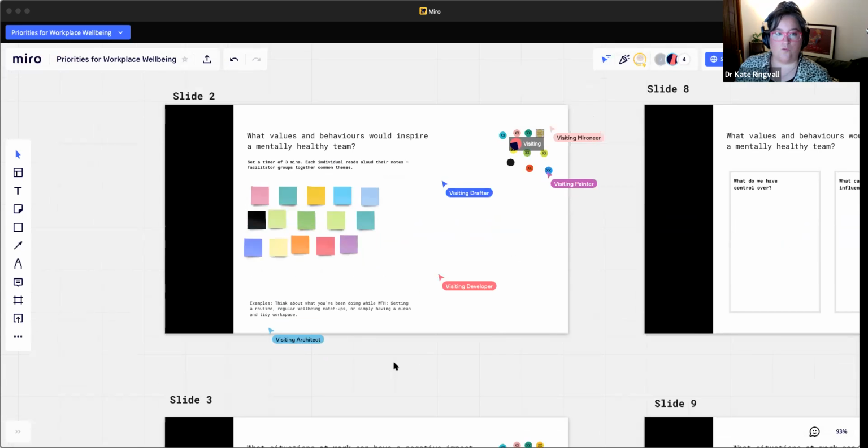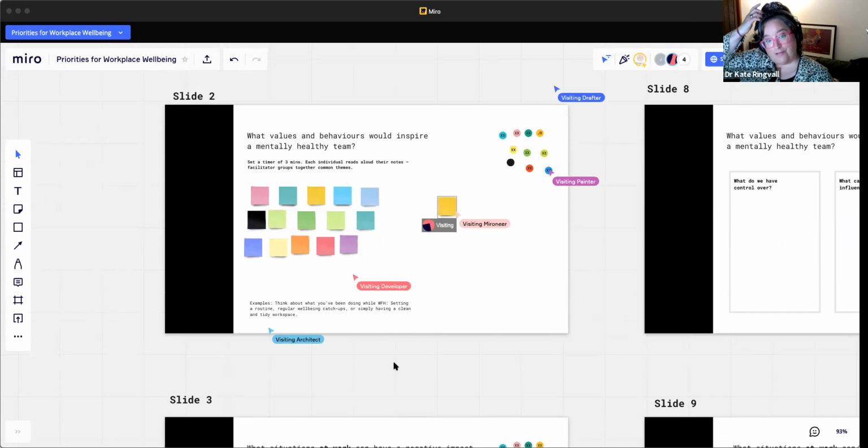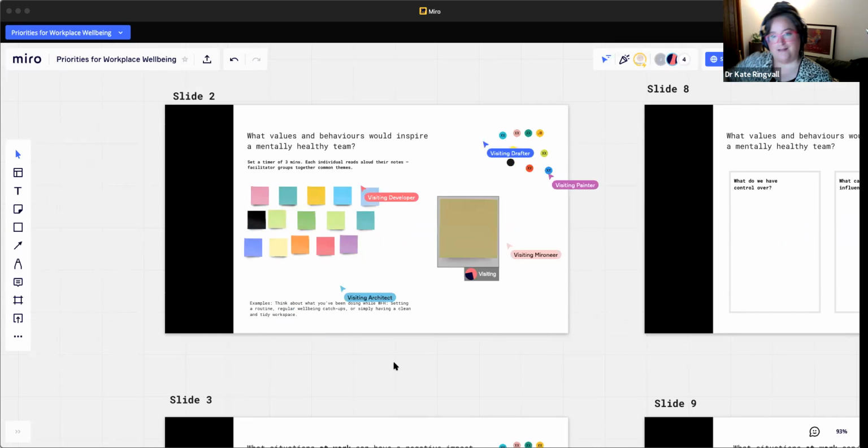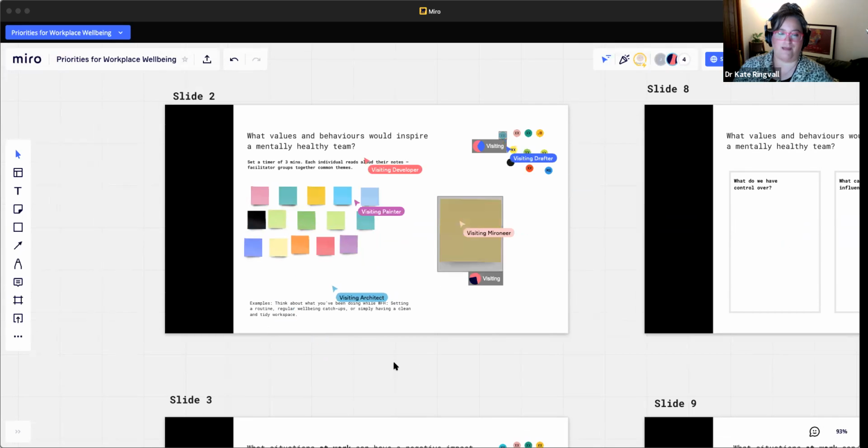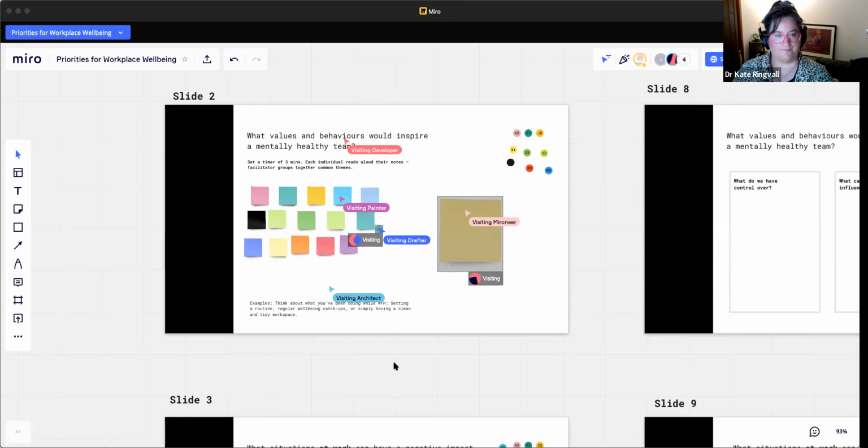Okay, so number 2. What values and behaviours would inspire a mentally healthy team? Let's have our timer again, please, Kate. So what values and behaviours would inspire a mentally healthy team?